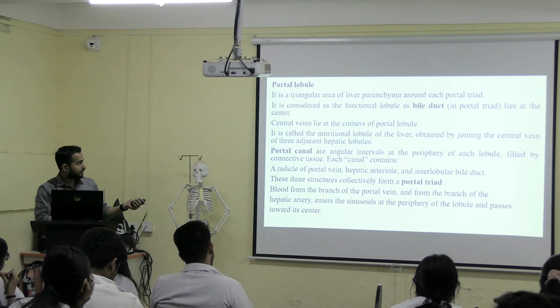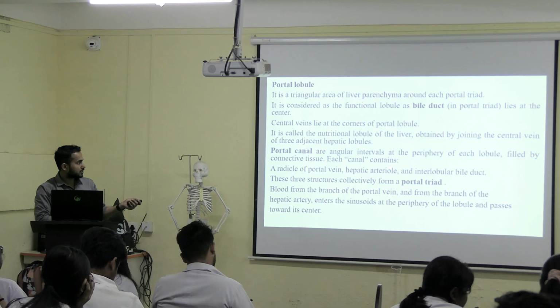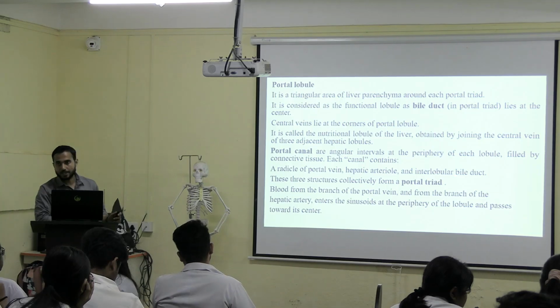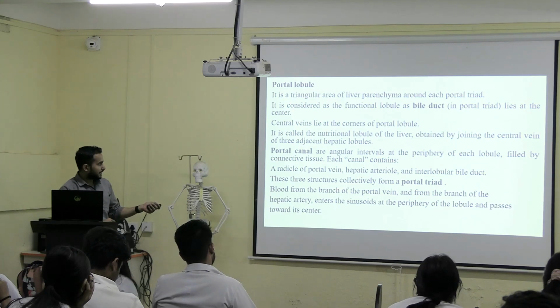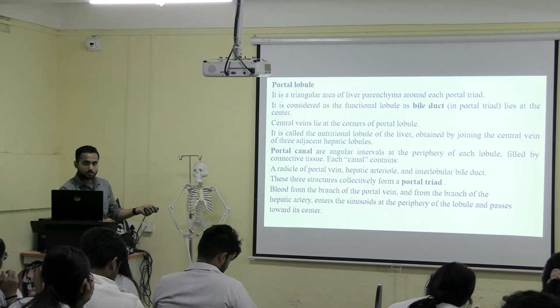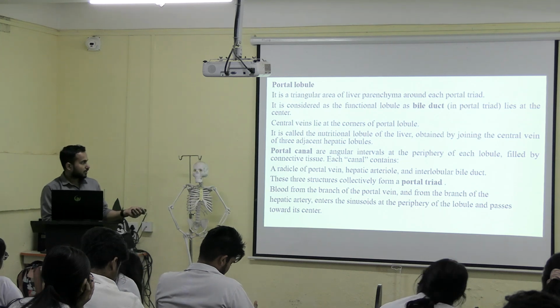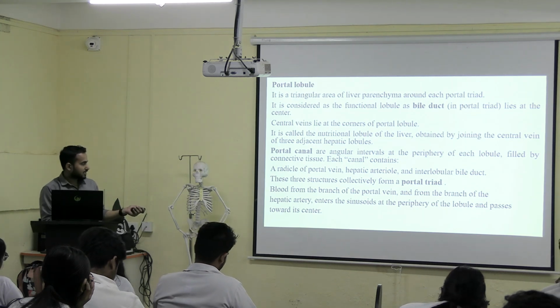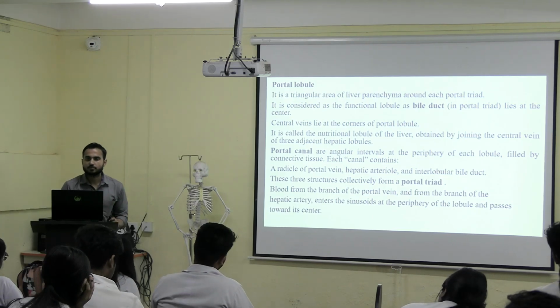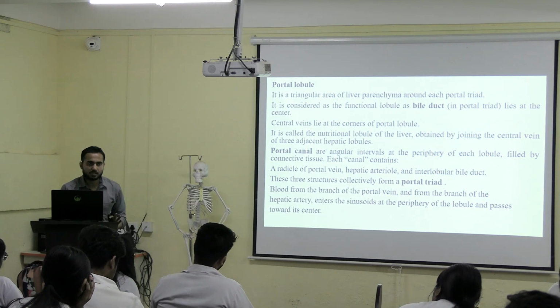These are the angular intervals at the periphery of each lobule, filled by connective tissue. This canal consists of a radicle of the portal vein, hepatic arteriole and interlobular bile duct. Next, the blood supply: blood from the branch of the portal vein and from the branch of the hepatic artery enters the sinusoids, where the mixing of the blood takes place, which is unique in the case of the liver. At the periphery of the lobule, it passes towards the center, where it drains into the central vein. From the central vein, it ultimately reaches the hepatic vein, and from the hepatic veins into the IVC.